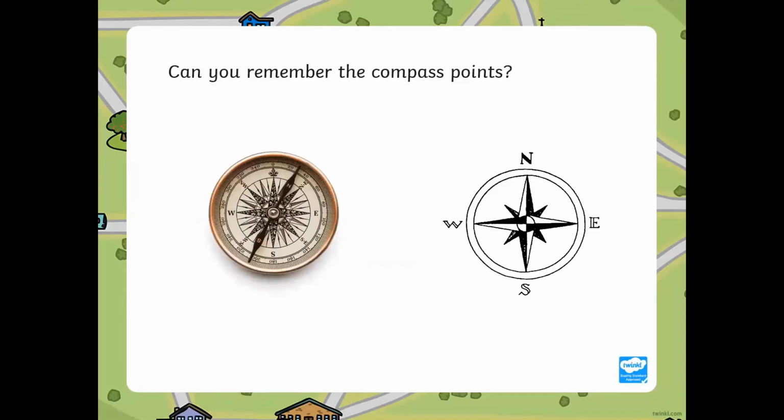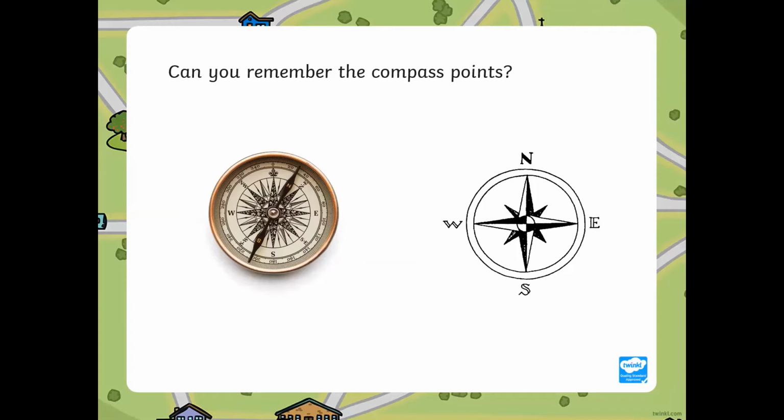Before we begin today's lesson, I would like you to reflect back on your prior learning. Do you remember the name of this object on your screen? Fantastic, that is a compass. Well done. And do you remember what we use a compass for? Fantastic, we use it to find our position on a map, to find directions.